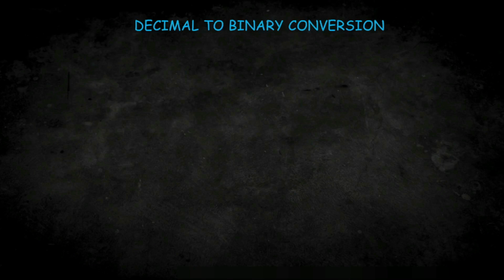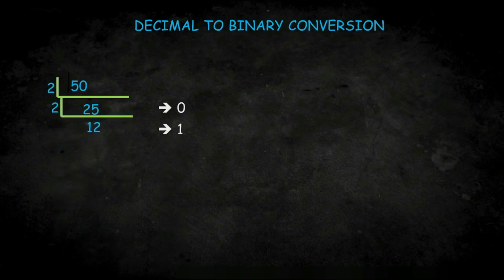To convert a decimal number into binary, we need to repeatedly divide the decimal number by 2 until we get 1 as the quotient. So here we have 50, and if we divide it by 2, then we will get 25 as the quotient and 0 as the remainder. Again, if I divide 25 by 2, then we will get 12 as the quotient and 1 as the remainder. We need to repeatedly divide by 2 until we get 1 as the quotient.